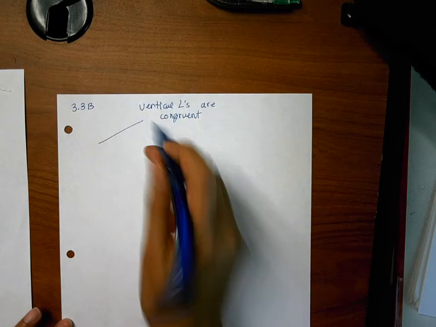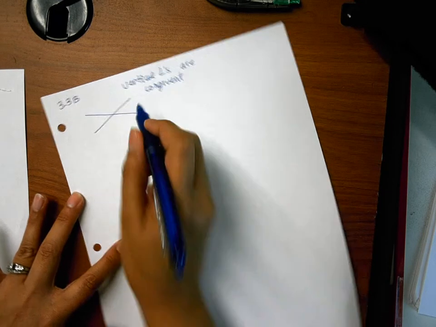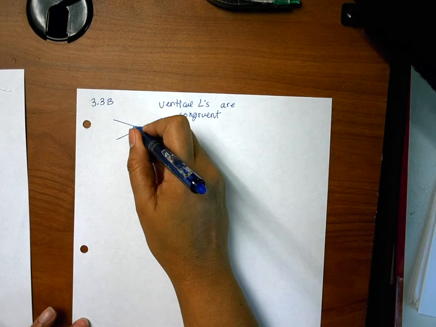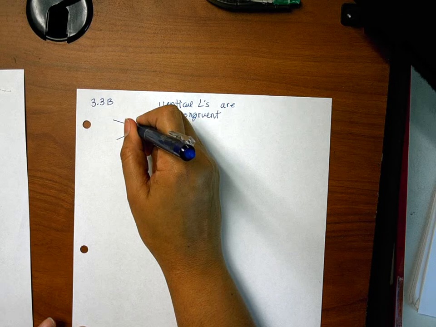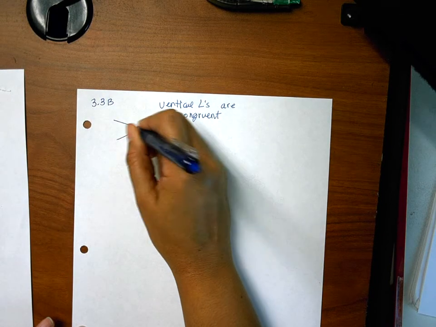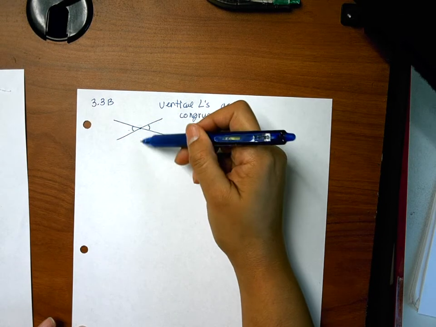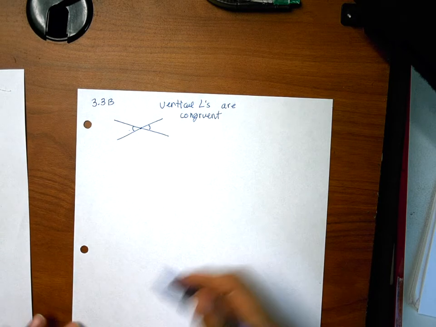Vertical angles, remember, is when you have two distinct lines, two different lines, intersecting at any point. Vertical angles will always be congruent. The vertical angles are like these two there across, as well as these two. Those two there are also congruent.